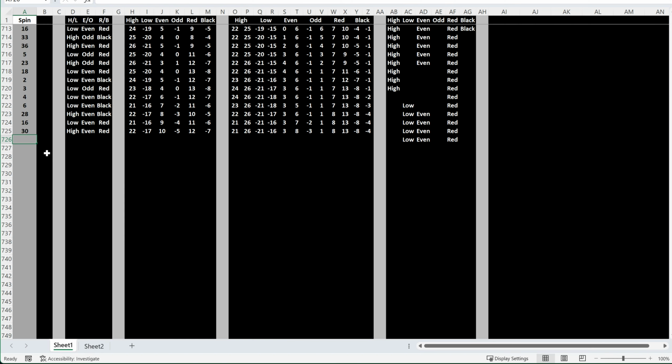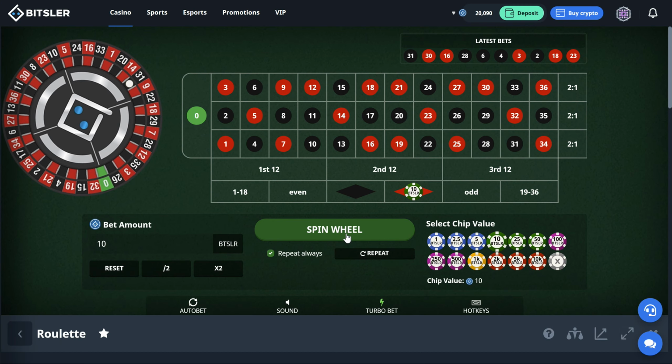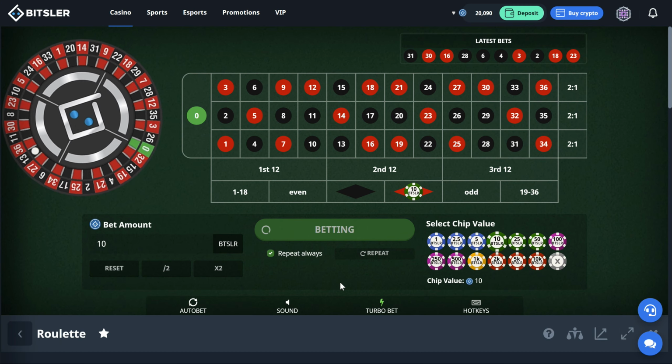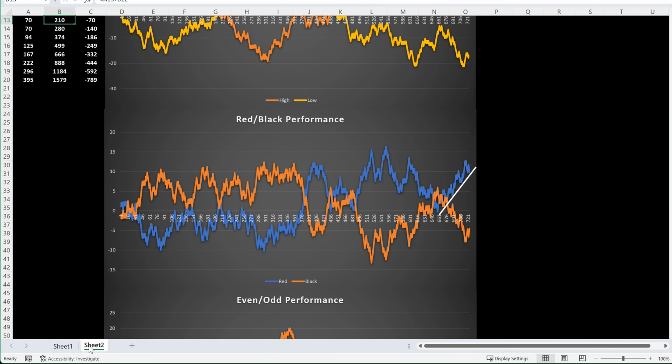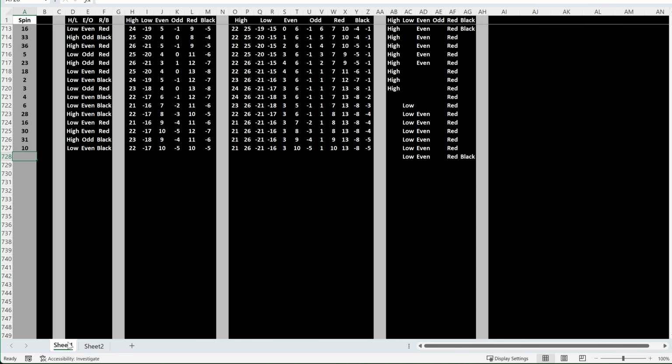A31. Okay, still says red's okay. Keeping the bet the same for now. It's a 10. Let's see. Trend's still kind of intact there. Still okay here.